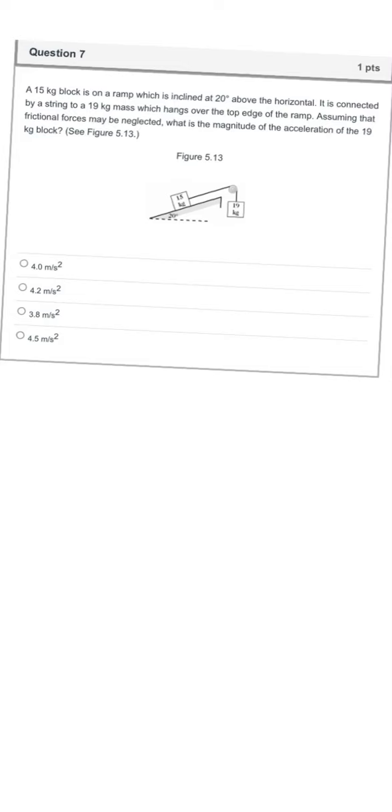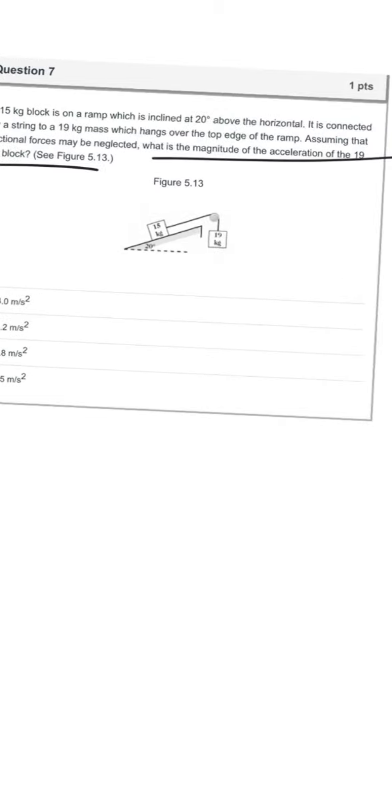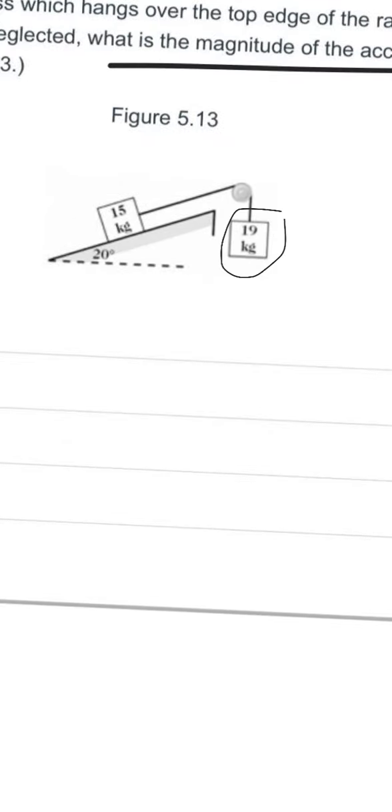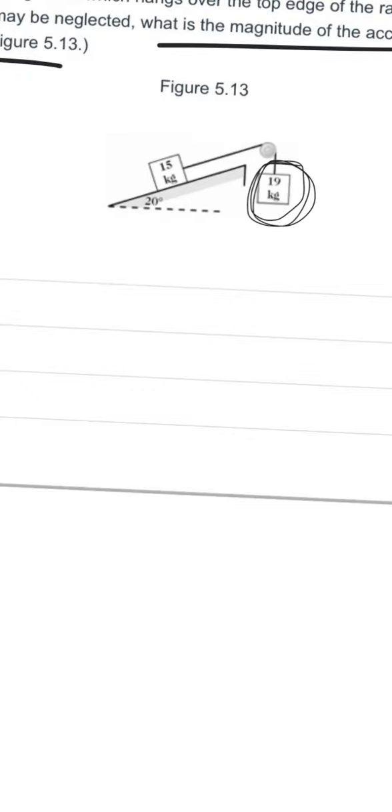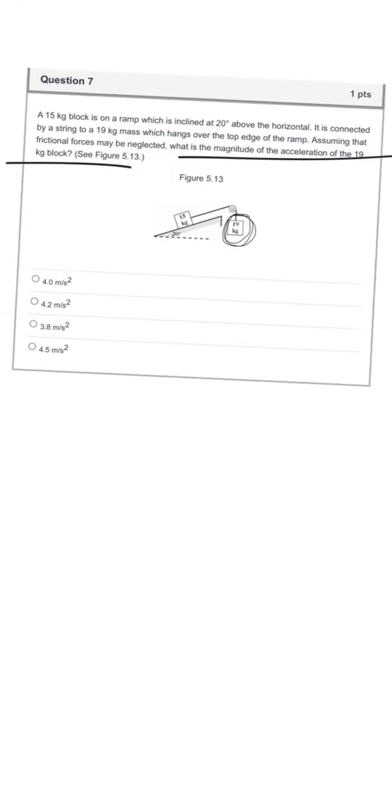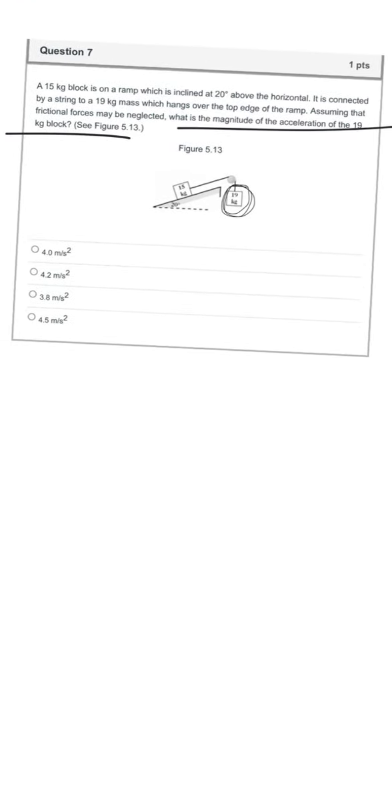Okay, so this next question is asking us to find the magnitude of the acceleration of the 19 kilogram block. So of this block, we want to see the acceleration of that block, or the magnitude of the acceleration of that block.